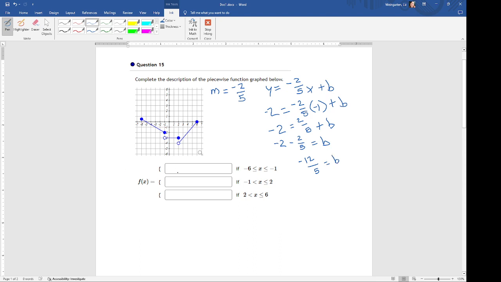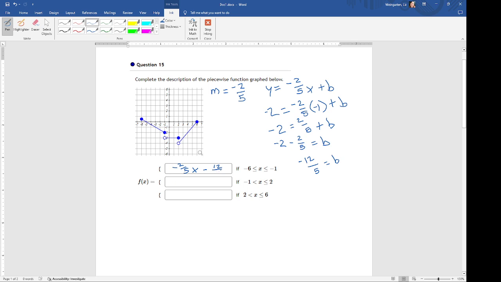So now we can write the equation for the first line. So f of x is going to be equal to negative 2/5. That's a terrible 5. Let me fix that. Negative 2/5 x minus 12/5.